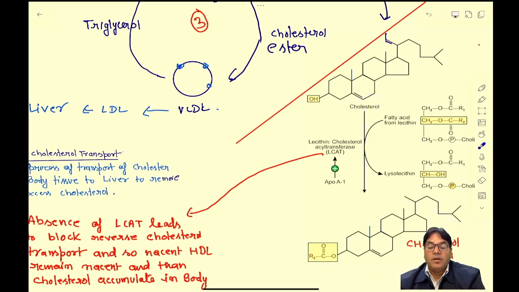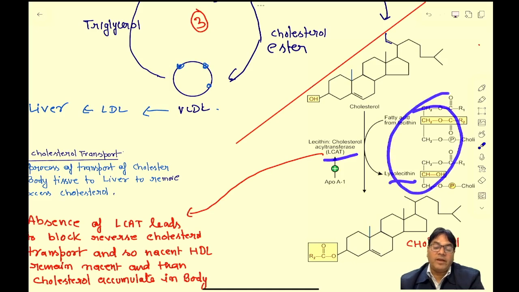And how does it happen? The fatty acid of the lecithin molecule is combined to the cholesterol, this squarish structure combined to the cholesterol, so it becomes like this here. So the fatty acid from the lecithin is transferred to the cholesterol, so the cholesterol with the help of this enzyme gets converted into cholesterol ester. This is the structure of the cholesterol ester, and this lecithin is converted into lysolecithin by losing its one fatty acid. It becomes lysolecithin. So this reaction has been catalyzed by LCAT.